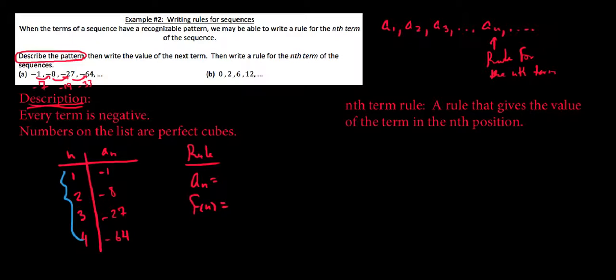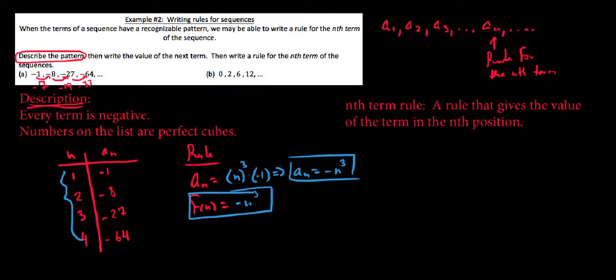And so in order to write a rule here, I think what I would indicate is that I'm going to take my input value and I'm going to cube it, but the other thing I want to make sure is that it's negative here. So with respect to what a rule would be here, I could say that our rule would be, I'll draw an arrow here, a sub n is equal to negative n cubed. And I'm going to put a box around this. Same thing down here, we're going to say f of n is equal to negative n cubed.